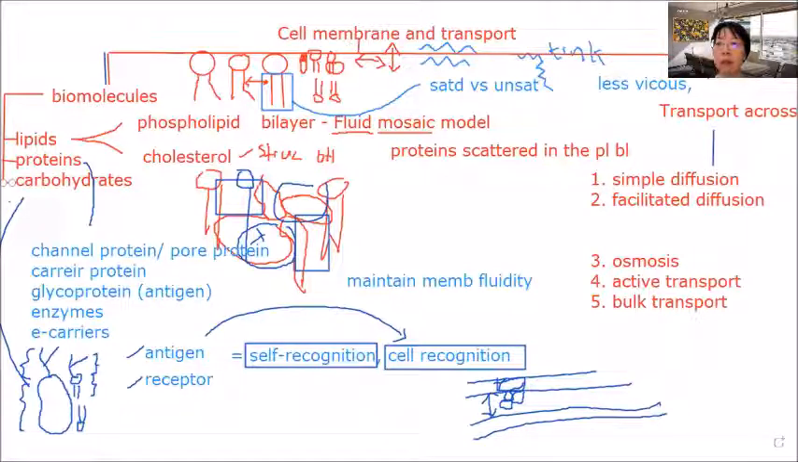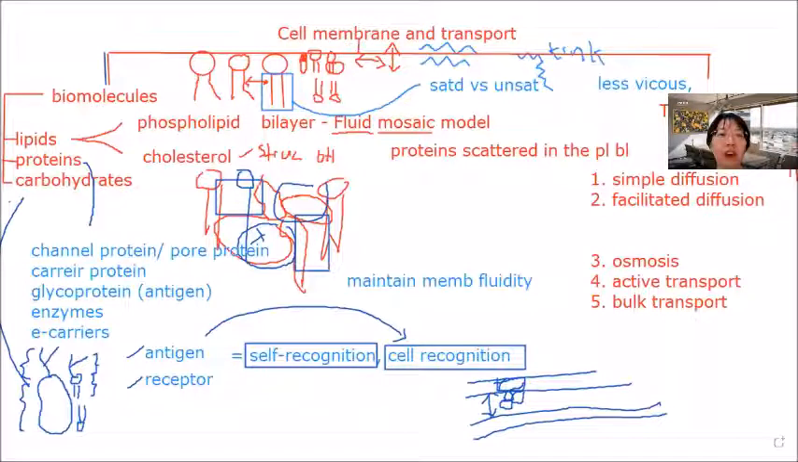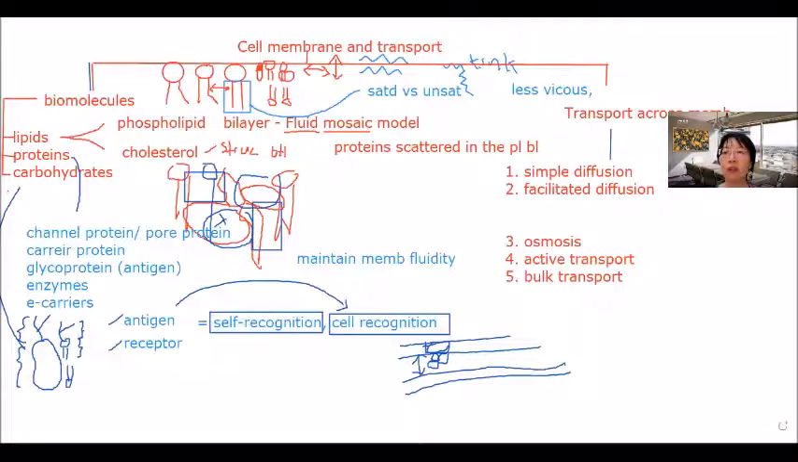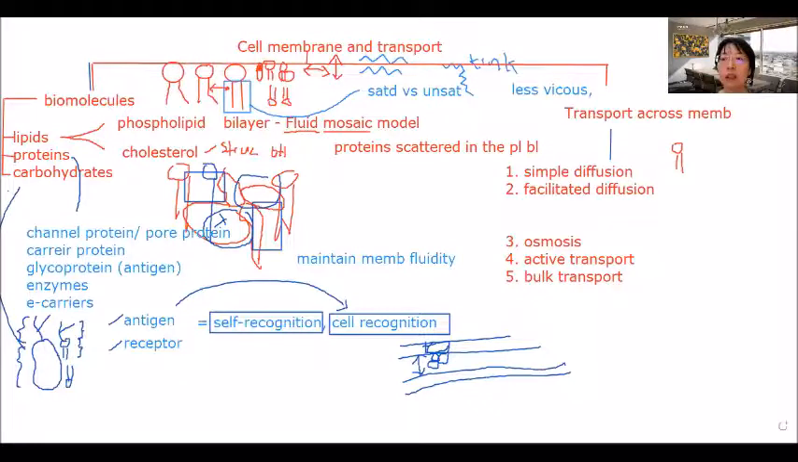Simple diffusion is when the molecule passes directly across the membrane, because the molecules are very, what happened? Hello? Oh, I thought it was gone already. Okay, here. Is this bigger already? How come it doesn't go bigger? Okay, very good. Yeah, very good now. I'm recording actually. Okay, right.